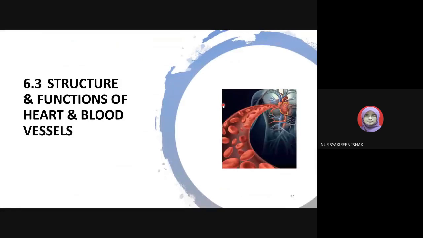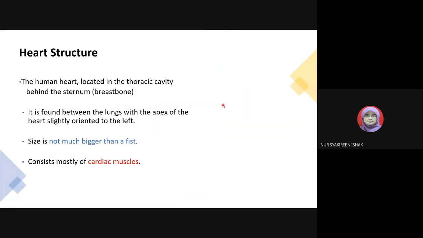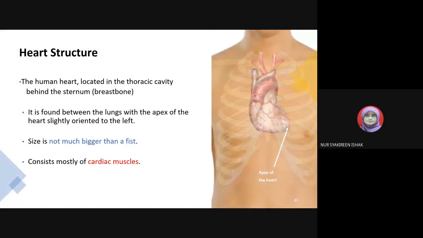Next we are going to look at the structure and function of the heart and blood vessels. So as you can see here, this is the heart structure. The heart is located in the thoracic cavity behind the sternum, which is the breastbone. If you feel the middle of your chest, that is the sternum. Then you have your rib cage, which protects your lungs. Under the sternum, you have your heart.